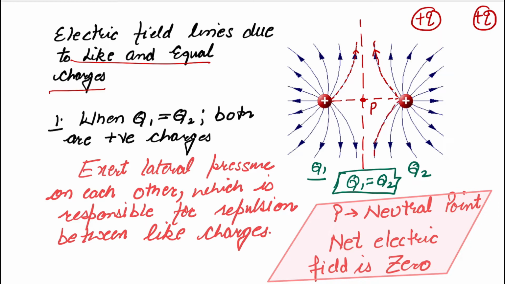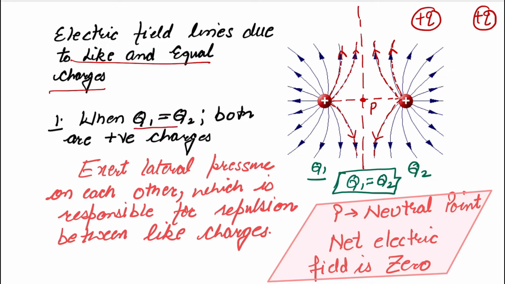Similarly, this line is coming outward from the charge. When they come closer to this particular line, they exert pressure on each other and start bending toward this particular line. Similarly, the second line will start from here. It will again experience the repulsion force from the second charge, as like charges repel each other. So the lines are repelling each other.